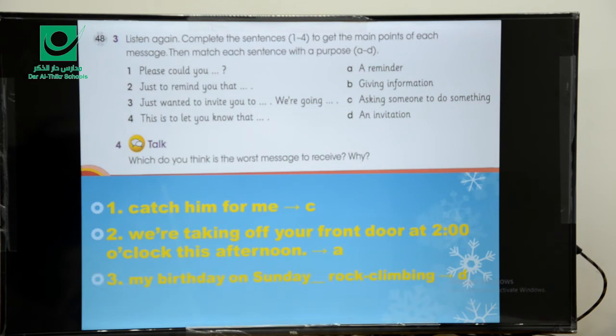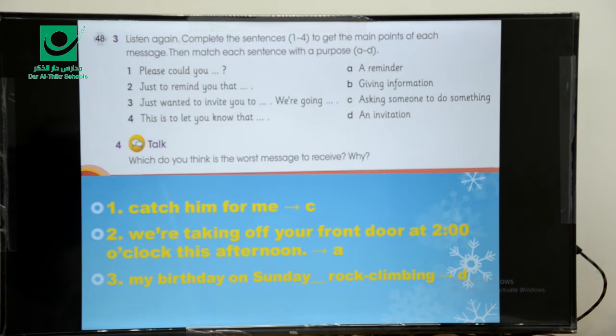Number 3, just wanted to invite you to, I think this is easy, we're going where? Yes, the first part, I just wanted to invite you to my birthday on Sunday. We're going rock climbing. It goes to D, this is an invitation. See, even the verb is mentioned in number 3, invite. Invite you to my birthday.